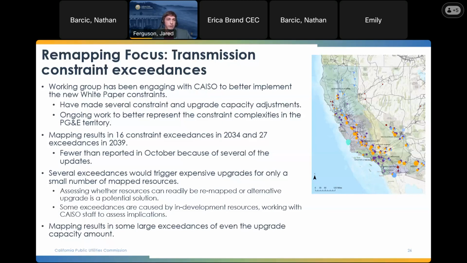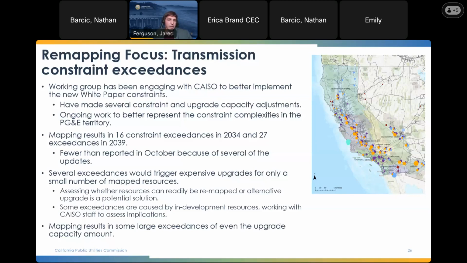I'll note that in our mapping results, we have 16 constraint exceedances in the 2034 and 27 constraints in the 2039 mapping results. And if you're going back and forth with the October workshop, you'll note that those amounts are slightly lower than in the October workshop, and that's not because we've performed remapping of the resources yet. That's actually because we've identified several changes in the transmission constraints that eliminated some of those exceedances.